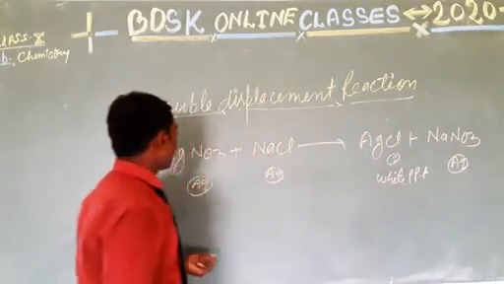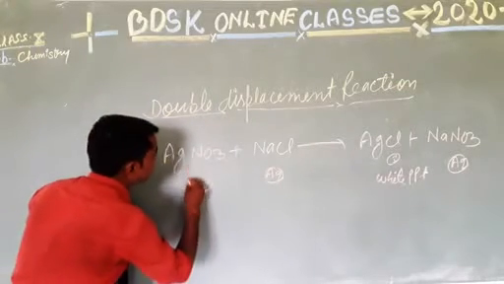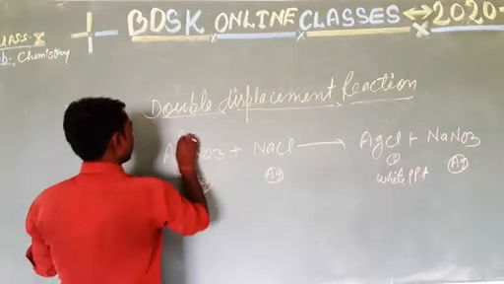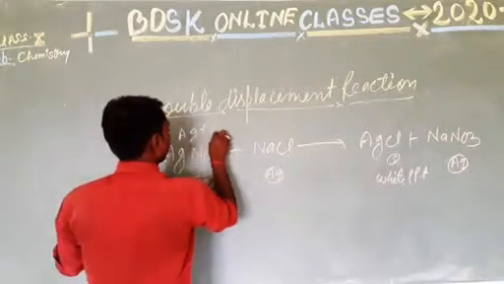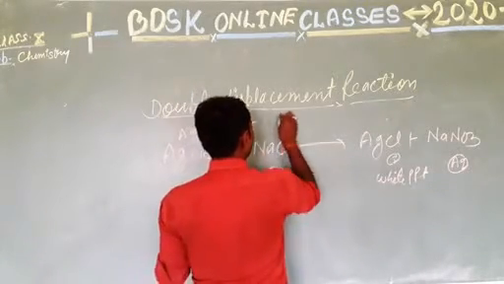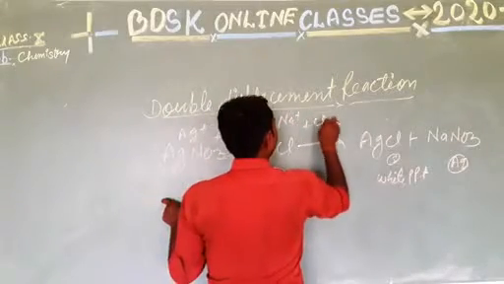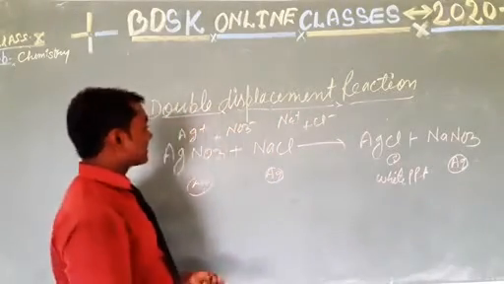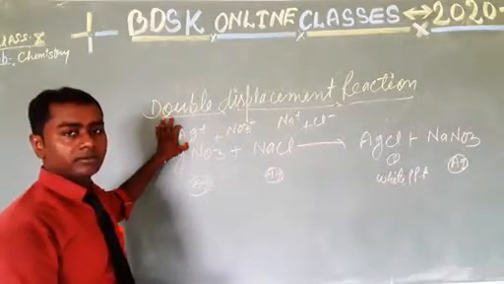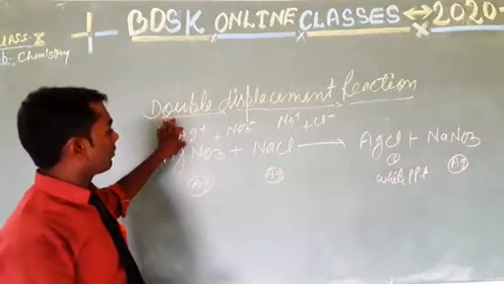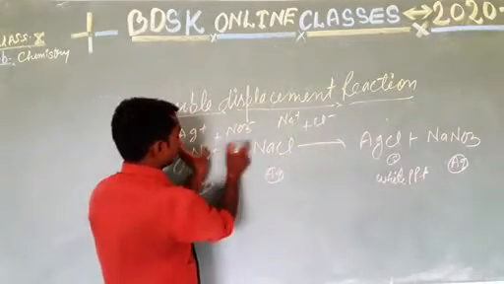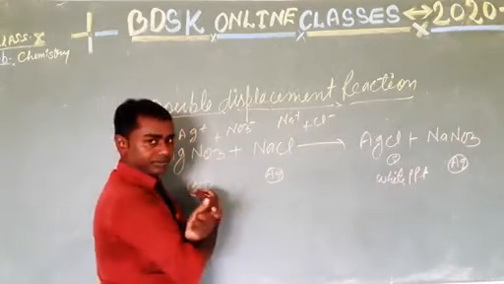Okay, here you can see that only exchange of ions takes place. Okay, the silver ion and nitrate ion, this divided into sodium ion and chloride ion. You can see here the silver ion combines with the chloride ion, means these two compounds exchange their ions.